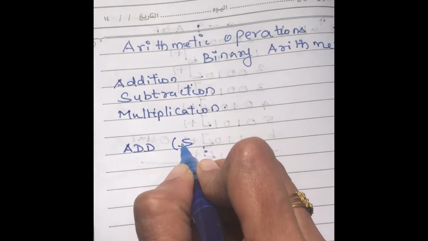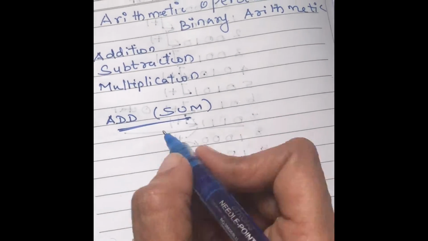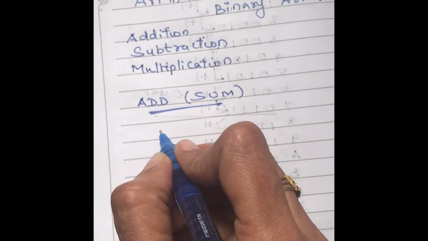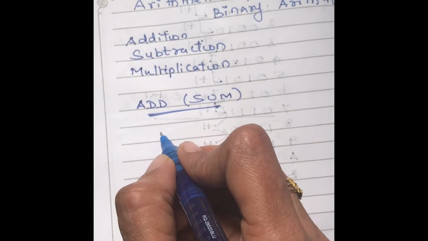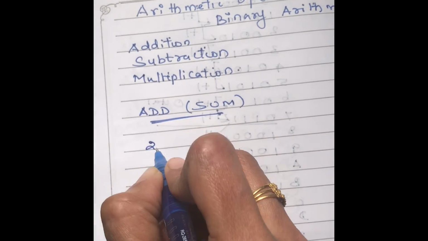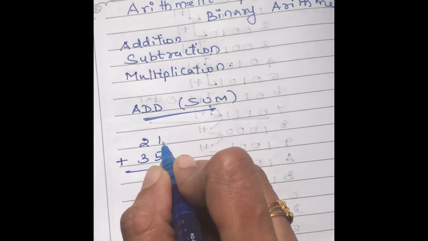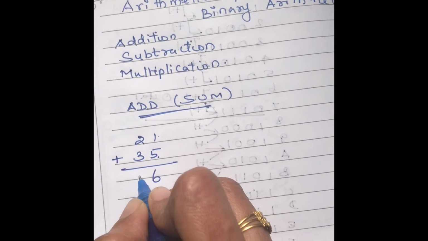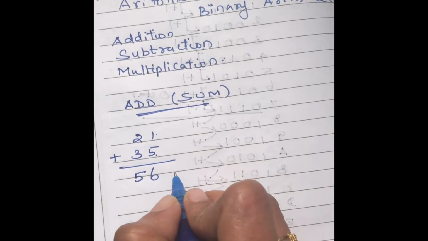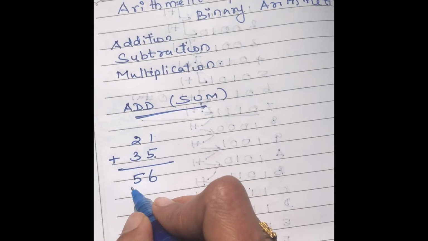add or sum. To add two binary numbers, as we do with a normal decimal number system, suppose if I am given an example to add 21 and 35, so you will just add it as 5 plus 1 is 6 and 3 plus 2 is 5. So you will get the value of 56.